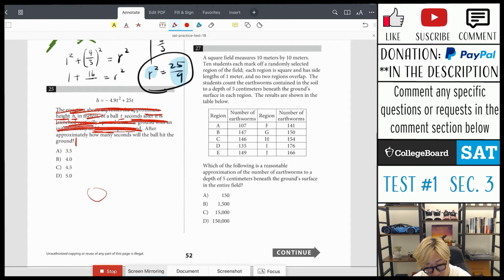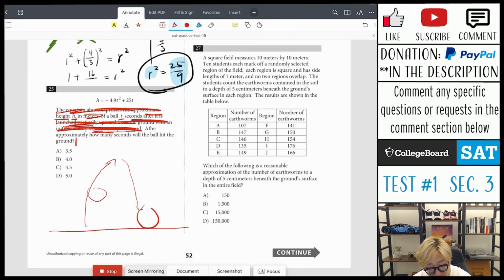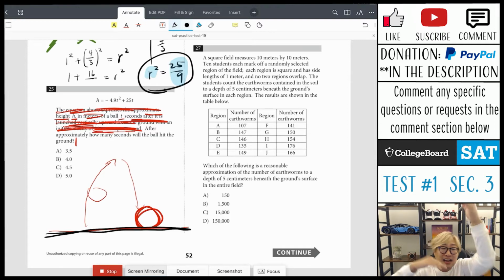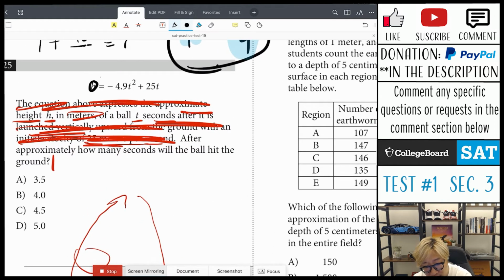The ball goes up and then boom, it's on the ground. The ball hits the ground, right? Just think about it: if the ball is on the ground, what's the height? 0, because the ball is on the ground. It's not up there. The height is 0. So just put in 0 for the height. That basically looks like 0 is equal to negative 4.9. Just call it 5, who cares?